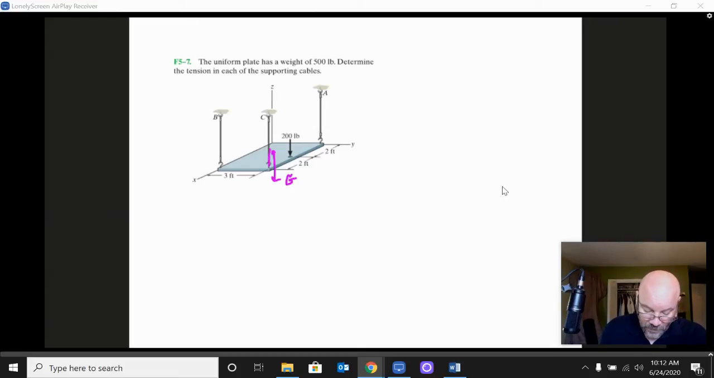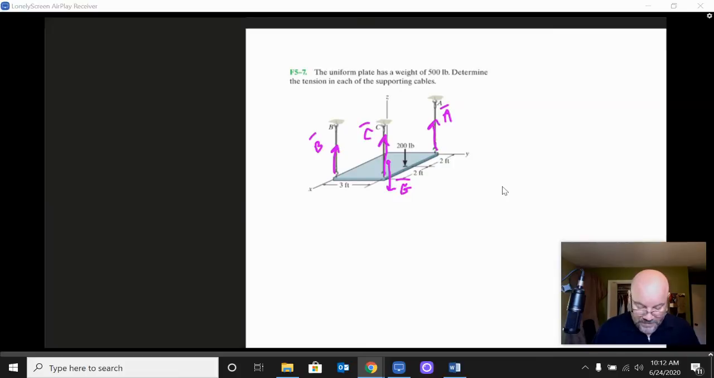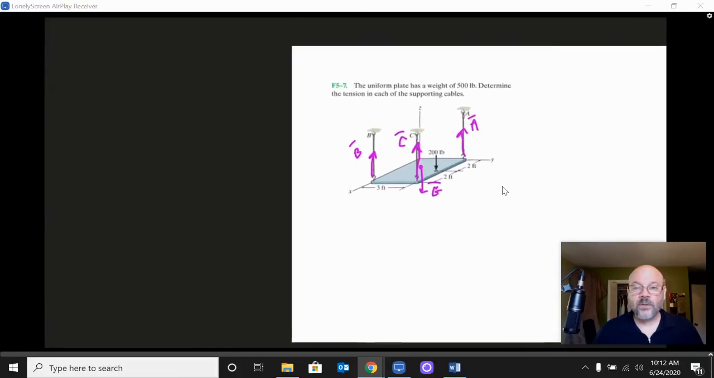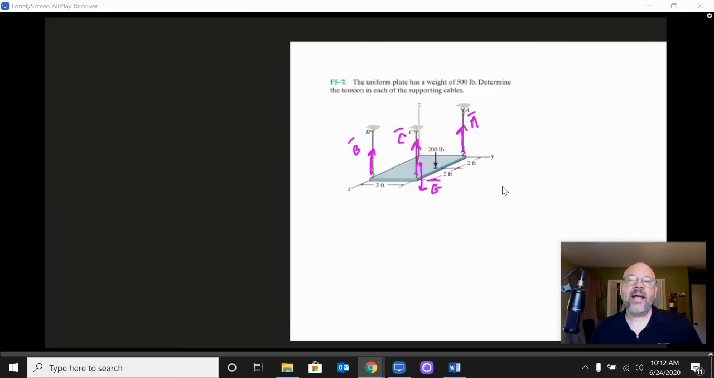And then I'm going to call this tension C, A, and B. Those are all vectors, so I'm going to put a line over those. Just like that. Now, we have our usual suspects in terms of equations to work with. So I'm going to pull over here just a little bit. I'm going to have to use more paper on these things.